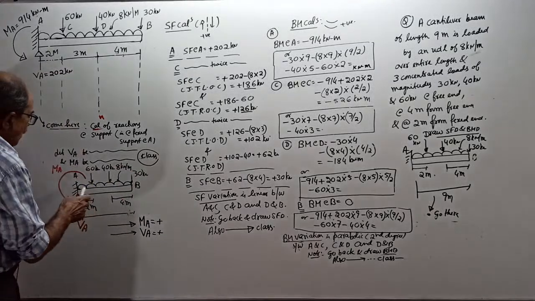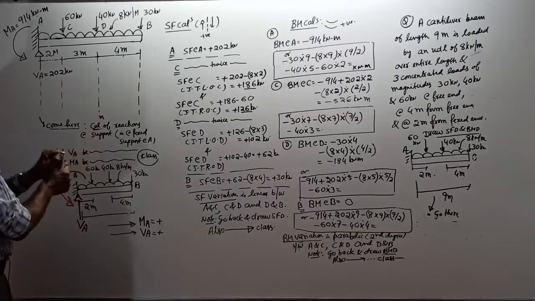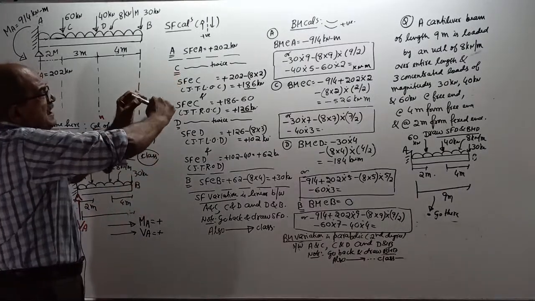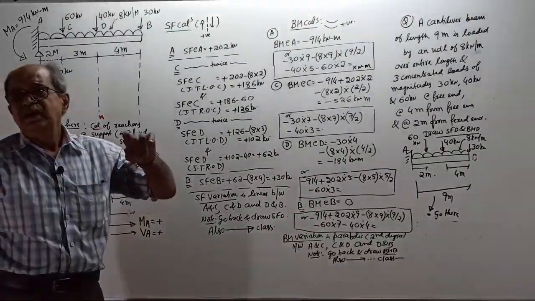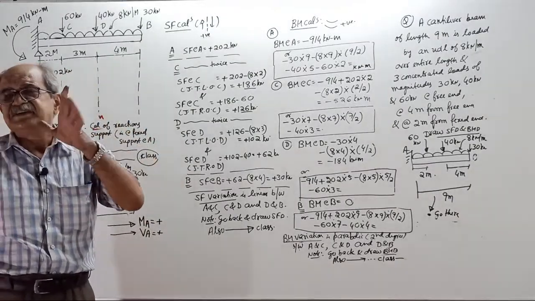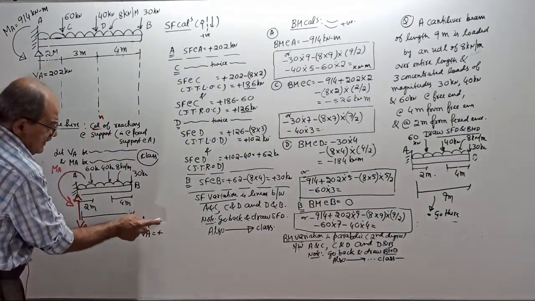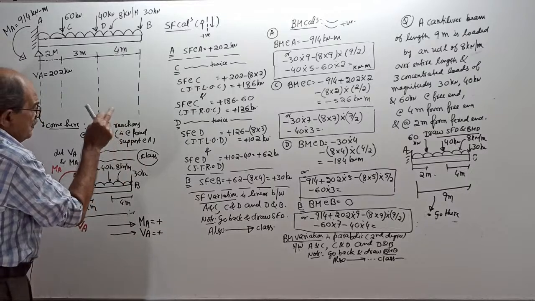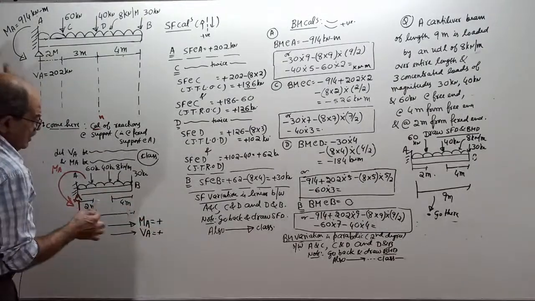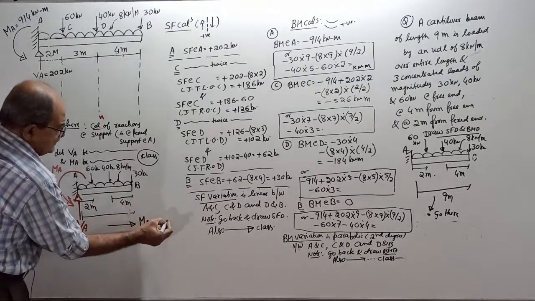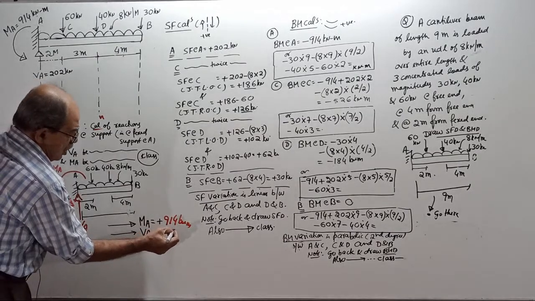But see, suppose you take MA clockwise, how ugly it looks. The load will rotate clockwise, and if the reaction also turns the same way, it will spoil the equilibrium. But no problem. In case you consider the wrong direction, you are going to get a negative value. I already told you, the sign you get here has nothing to do with the sign convention used, only whether the assumed directions are correct or not. Your MA will come plus 914 kilonewton meter and VA will come plus 202 kilonewton.